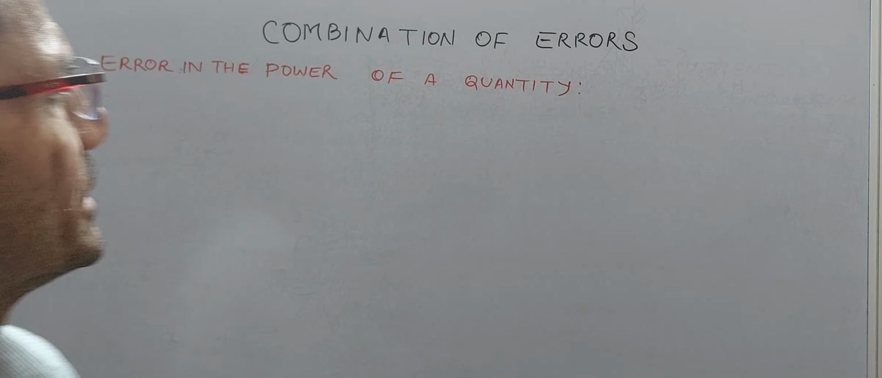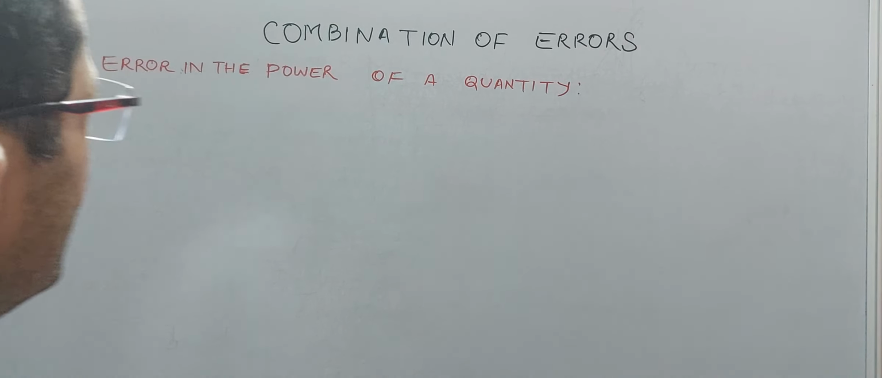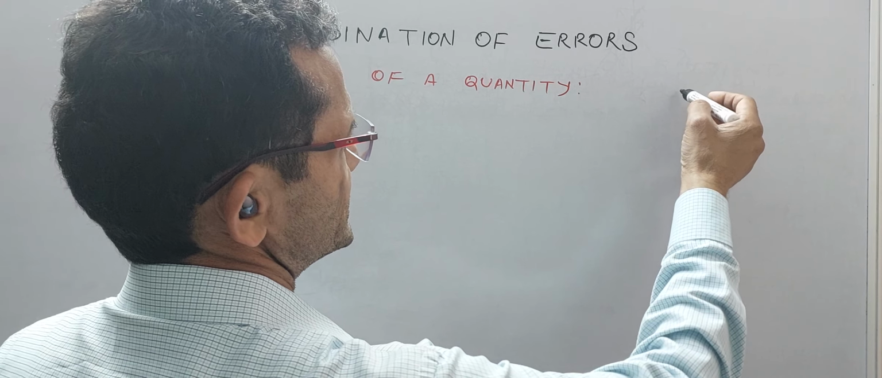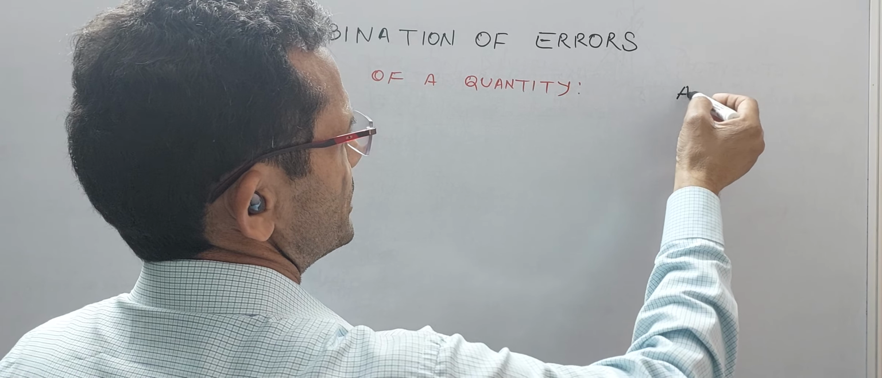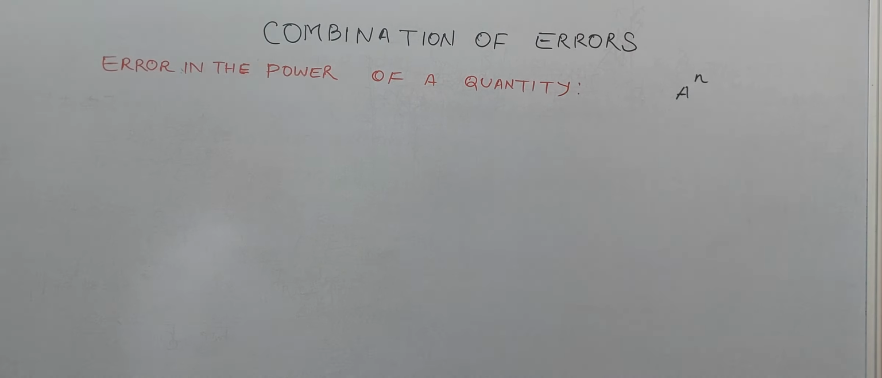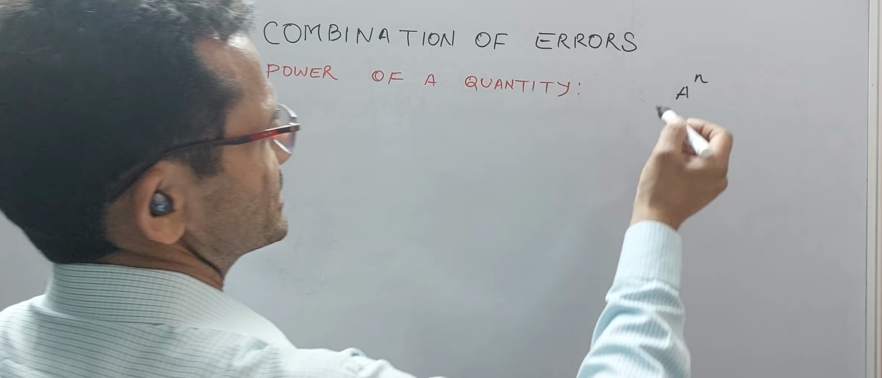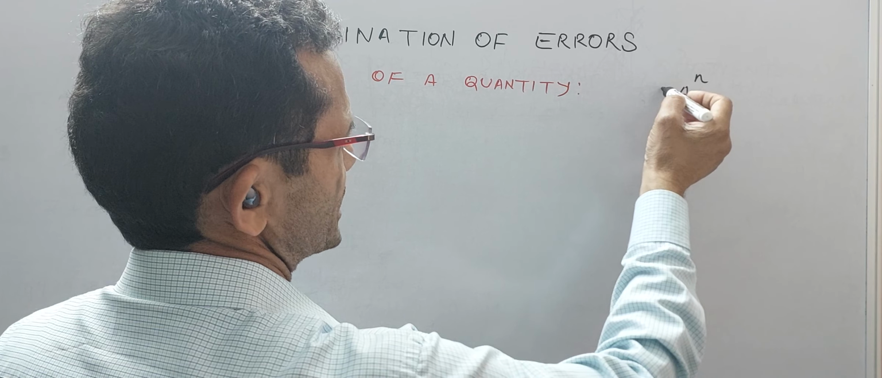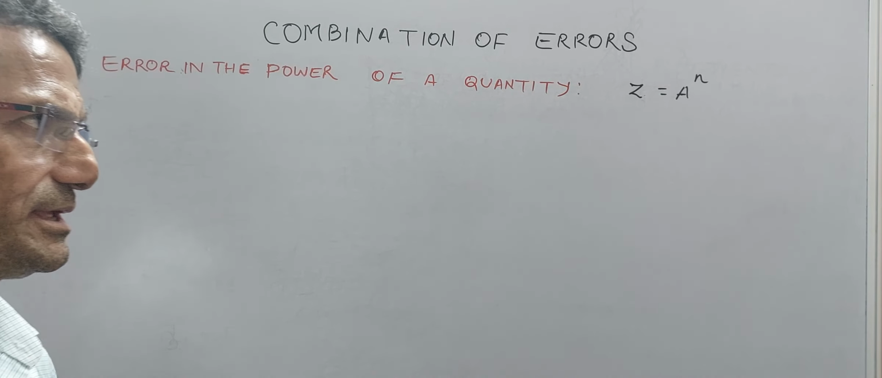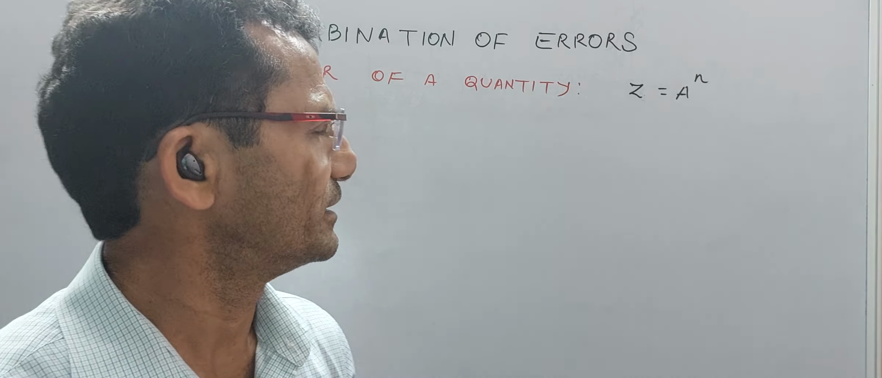Now in the combination of errors, the next article is error in the power of a quantity. Now let us suppose we have a quantity A, its power is n. We need to calculate the errors in A to the power n. Let us suppose the quantity after calculation comes out Z. Z is equal to A power n.